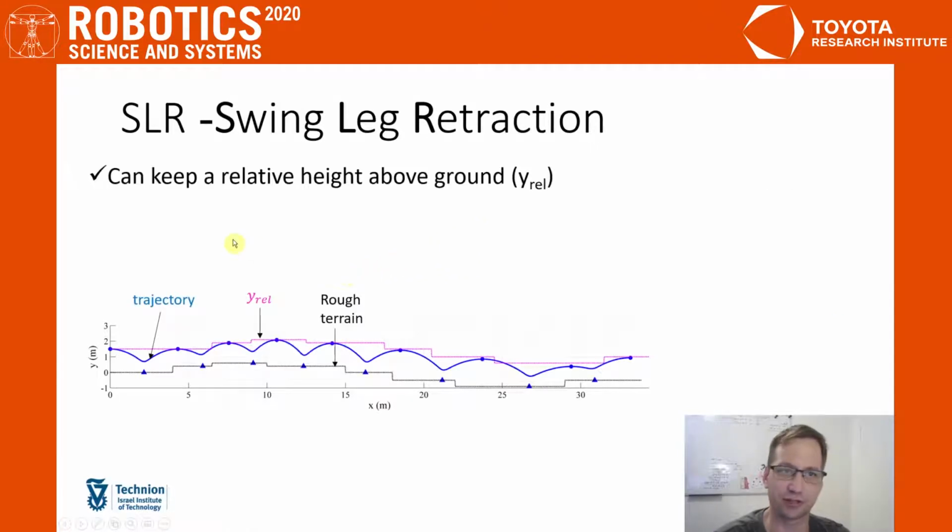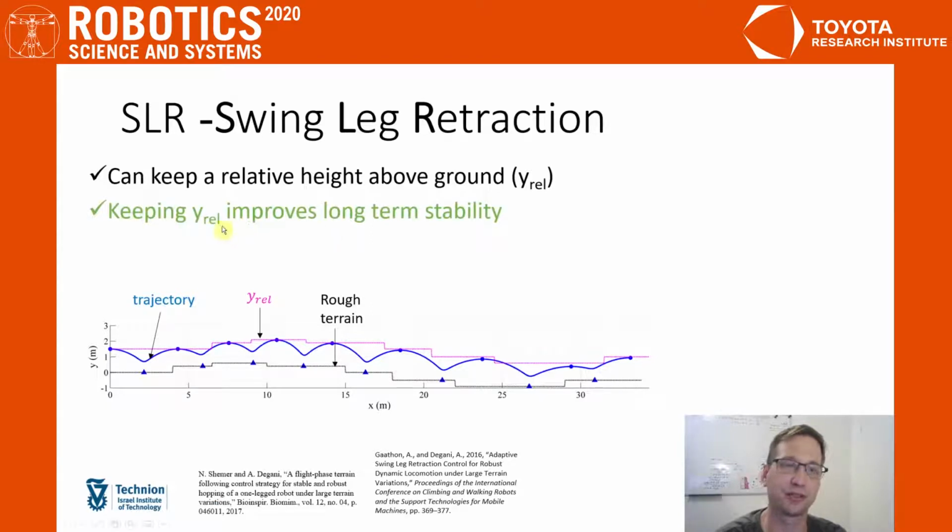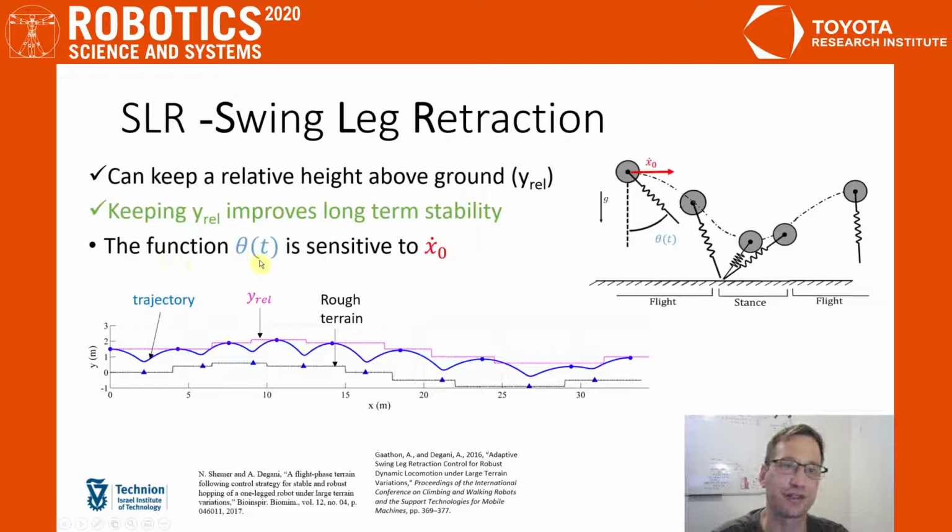The swing leg retraction can keep a relative height above ground, which we term y relative, if we tweak the parameters correctly. And we care about y relative because keeping y relative improves long-term stability, as we have shown in previous papers. The function theta of t, the controller function, is sensitive, however, to initial horizontal velocities.